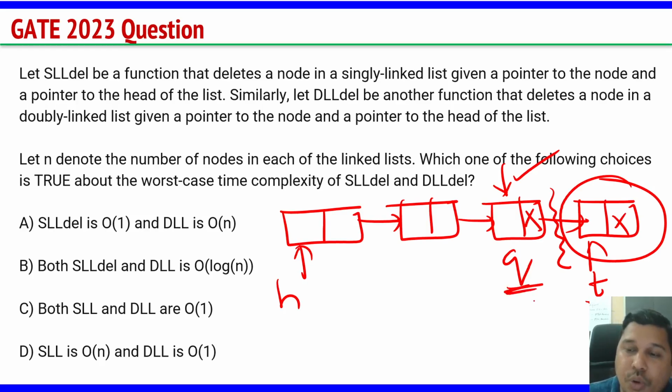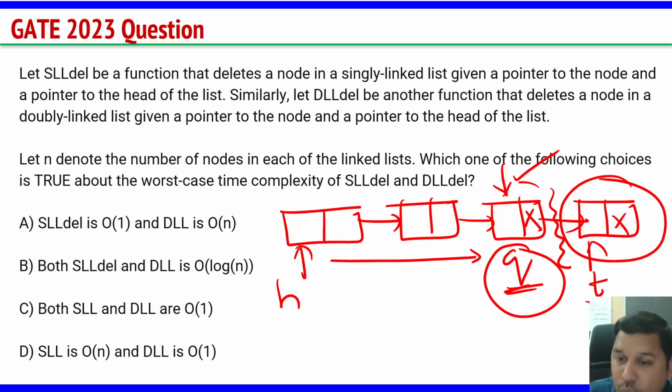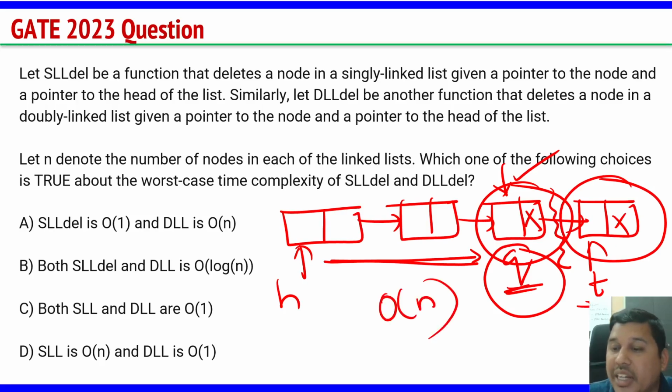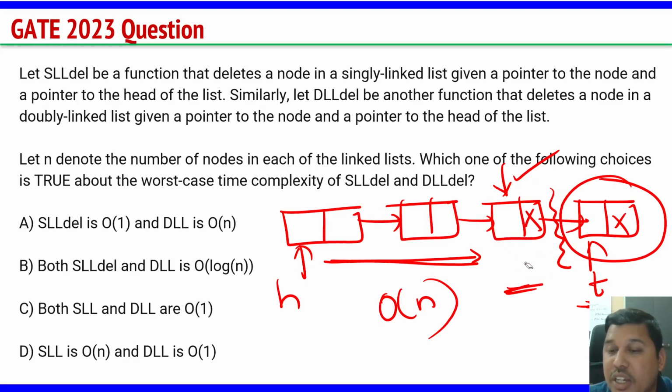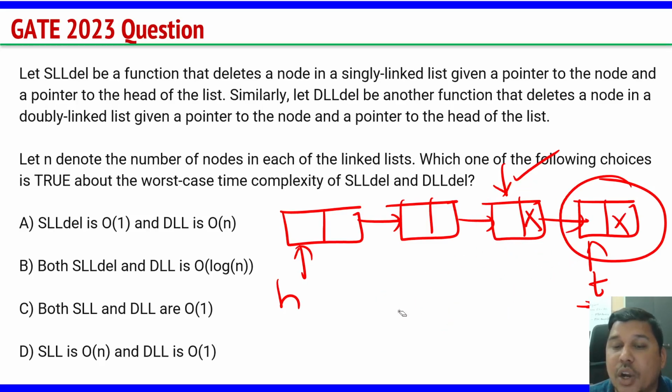How do I reach q? It is before t. So you need an extra logic here. You should know that previous node also. For that you have to traverse the entire list. That's why it is order of n. Though the pointer t is given which points to the last node, with this I cannot do any operation. Why? With this t I need one extra pointer here. Only with t I cannot do the operation, because t is pointing to the last node. This is what I have to delete.